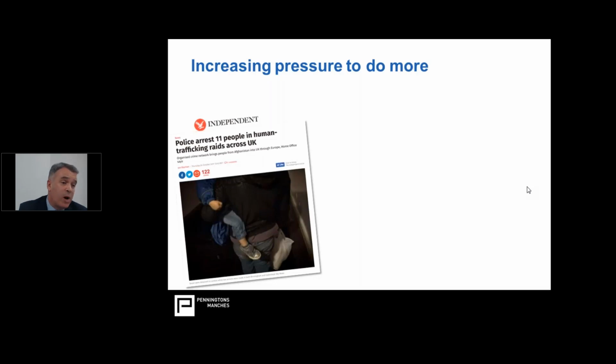Now, this first article by the Independent is the type of article which we're seeing more and more of. It highlights the criminal risks for business given the investment by the government in enforcement. On this occasion, the targeted raids took place across 3 British cities that led to arrests of 11 people in London, Birmingham and Gateshead. Now, they were suspected of being part of a Europe-wide people smuggling ring.